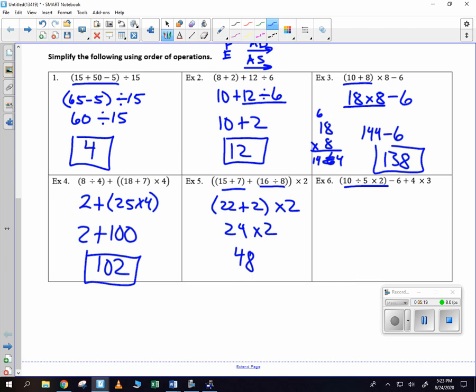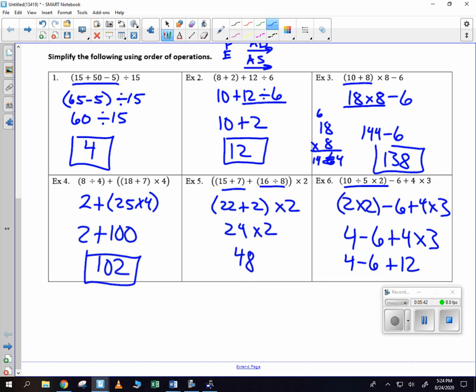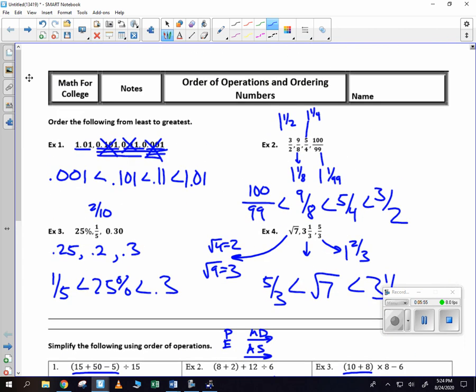And finally, grouping symbols first. Do we do division or multiplication? Some people say multiplication. Nope, you do them left to right. So 10 divided by 5 is 2. 2 times 2 is 4. Some people want to take the 6 plus the 4 to get the 10. Nope. You have to do 4 minus 6 plus 12. Now we do it left to right. 4 minus 6 is negative 2, plus 12 is, in fact, 10. And there you have it. So that's a review of ordering numbers and order of operations. You can go ahead and start your assignment.